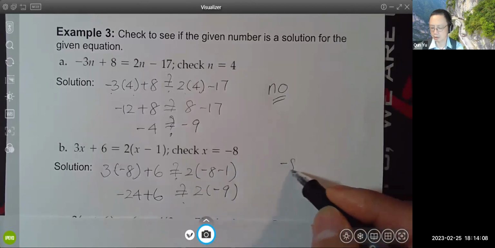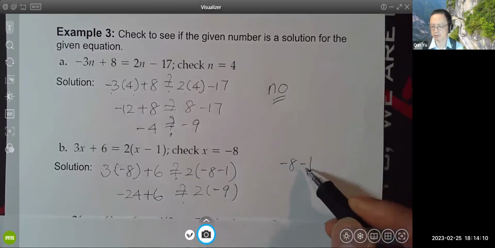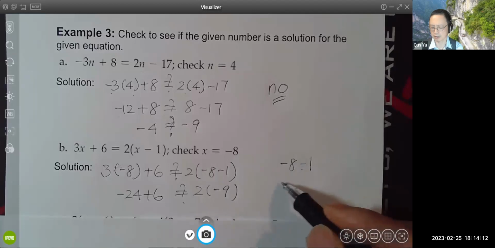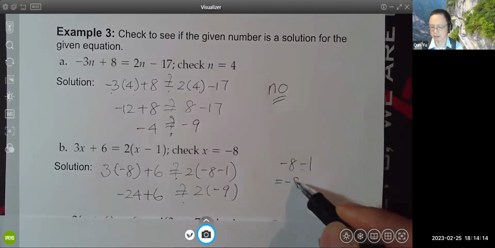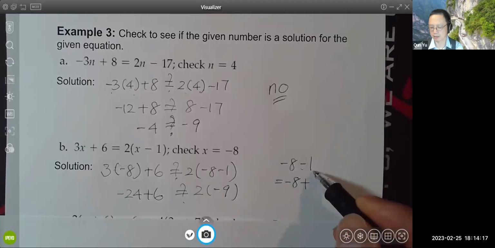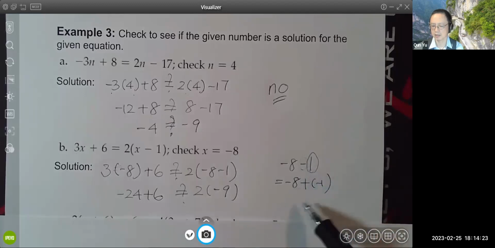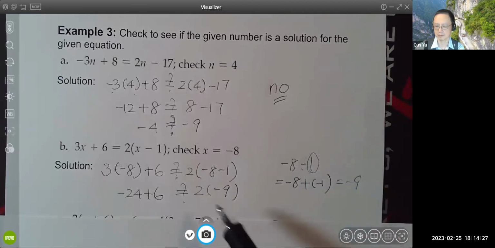And if you're not sure how to do that, you can always convert a minus to plus. The way you do it is this. You change minus to plus, and you change the second number in your minus to the opposite number. This is 1, opposite is -1. You see, -8 plus -1, you know that's -9. Same result. Either way is okay.